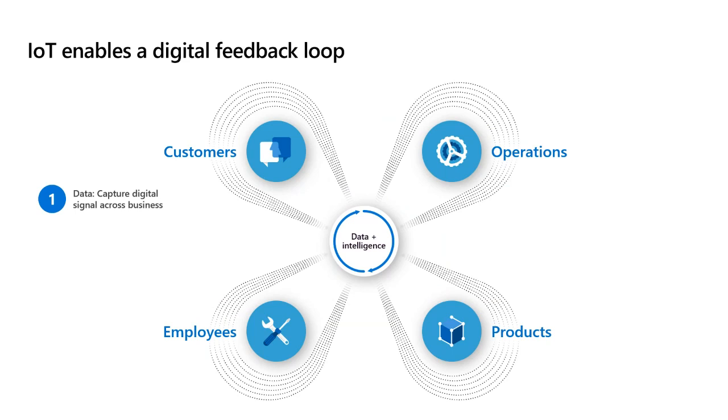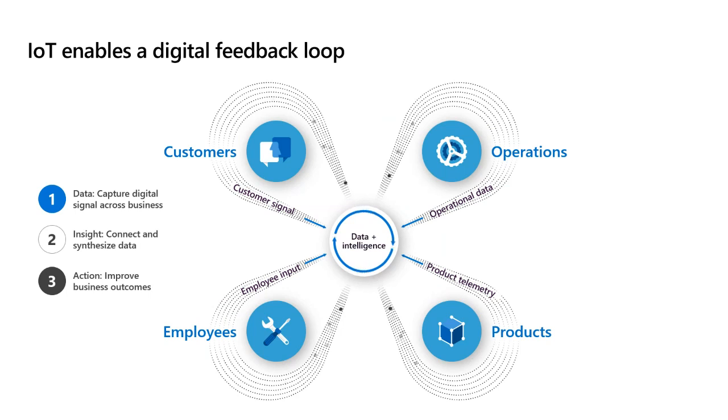We also have this thing that we always talk about, which is that digital feedback loop. Really, there are 3 parts to it. One, we're capturing the digital signals across the business. What that means is we're taking all of this data across operations, telemetry data coming from connected products, employee input, customer signal. Then we're driving insights from that collected data and making sense out of it. And once we understand those insights, the 3rd step is to take action, to be able to improve the business outcomes of the solution that we're trying to drive.